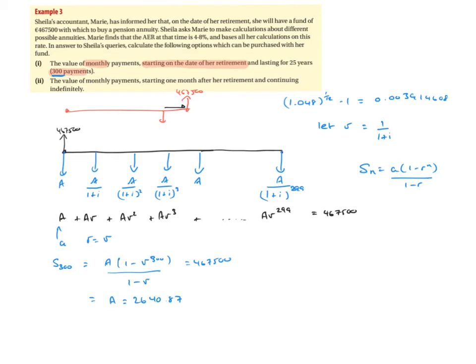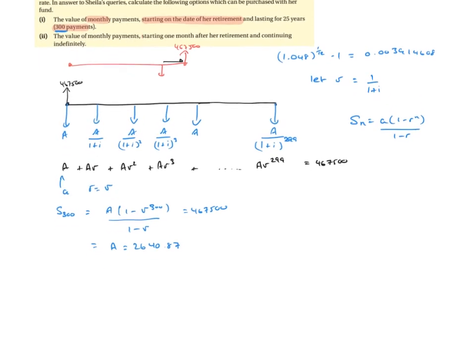So let's take a look at part 2. It says the value of monthly payments starting 1 month after, that's important, so 1 month after her retirement and continued indefinitely. Well, that's just a sum to infinity, and the sum to infinity is a over 1 minus r. So let's just, again, once we've been given a bit more information, set up a new timeline. Just going to try and move this up slightly so we've got a bit more stuff to work with. There we are.